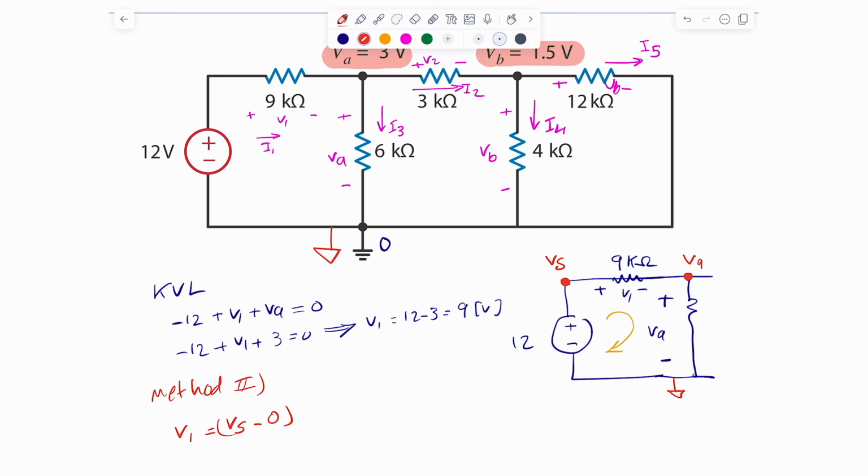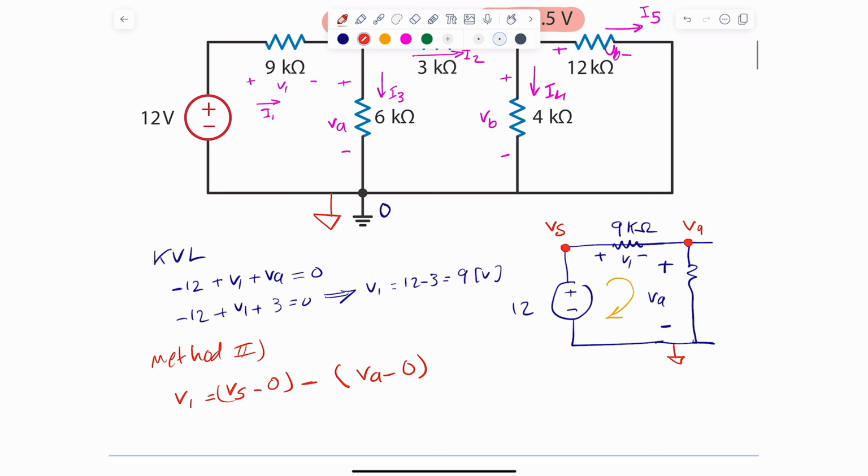The point in here for V1 is basically the difference between the voltage here and the voltage here. So the voltage at the first point is actually VS minus 0, because I know that this is my 0 point. And negative, the second point in here is basically VA minus the 0 point. If you clean this up a little bit, you will see that this is simply VS minus VA. Well, we know that VS is 12 volts. We know that VA is 3. That means this is 9 volts, and we got to the same number.